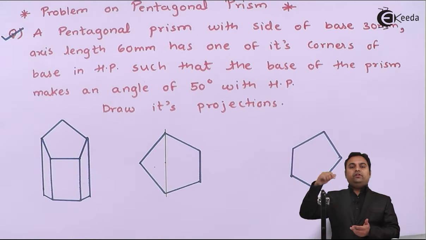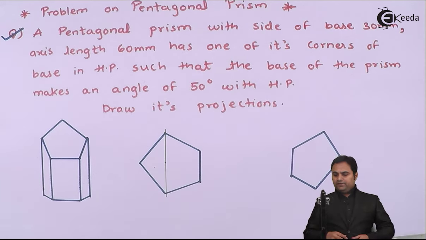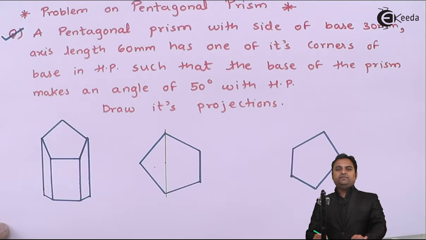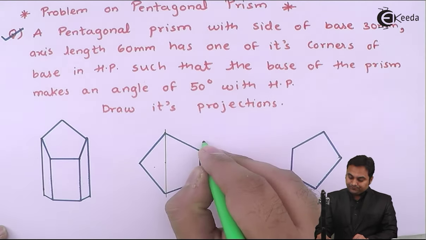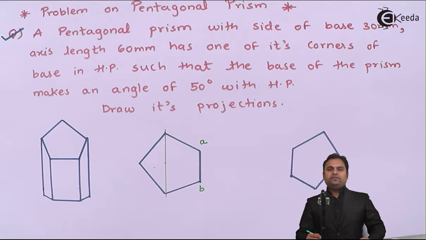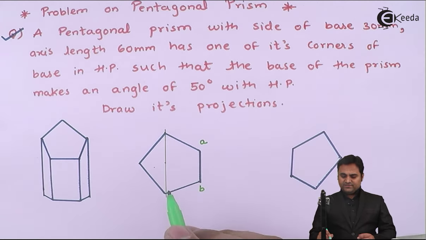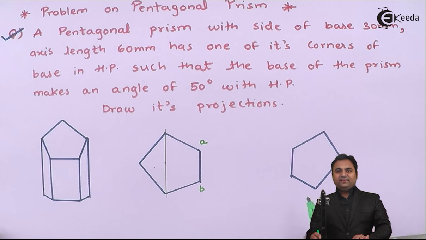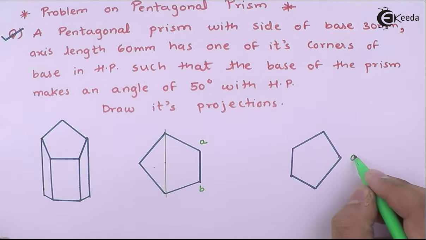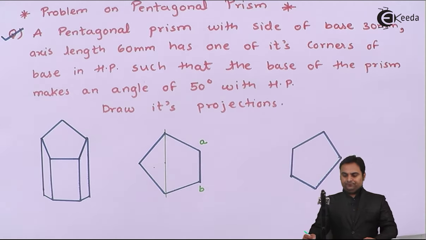That is, when we are looking at the pentagonal prism from top, we are going to get a pentagon, and in the first condition which I have drawn, here I'll say this is an edge AB. It means the pentagon is resting on its edge in this case. But if I look at the second diagram, here the pentagon is resting on one of its corners. I'll say that the corner is point A.